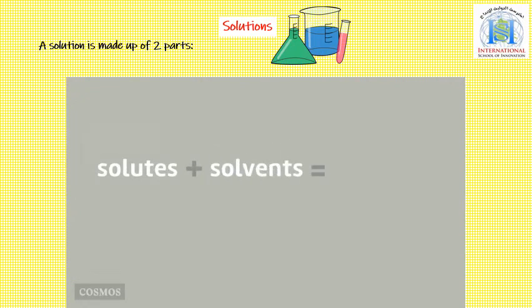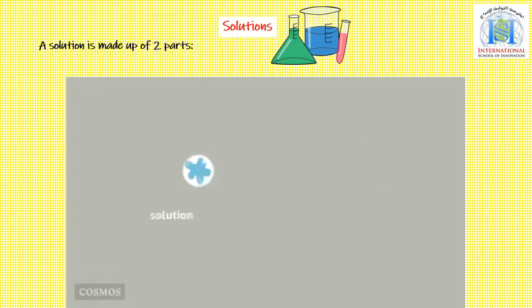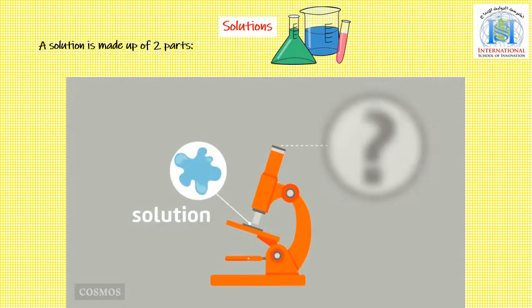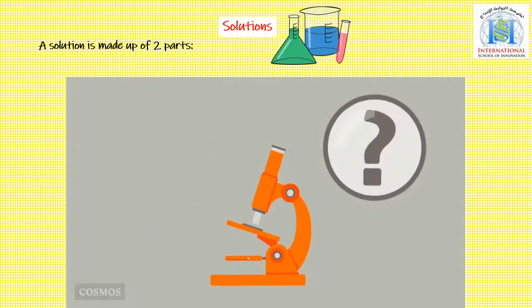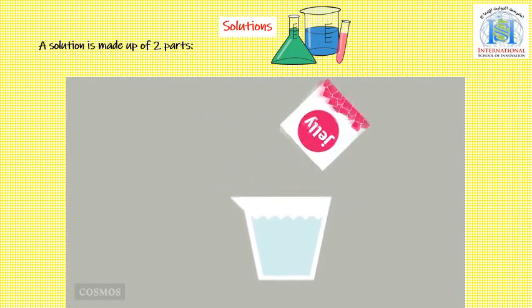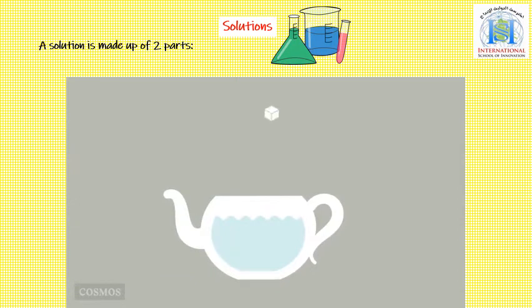Solutes plus solvents make solutions. A solution is a mixture in which the particles of the mixed substances are so small that you can't see them, even under a microscope. The most familiar examples of solutions are solids dissolved in liquids. The two components are given special names. The substance that dissolves is called the solute, and the substance it dissolves into is called the solvent. For example, when you dissolve sugar in water, sugar is the solute and water is the solvent. We can also say that sugar is soluble in water because it dissolves easily.